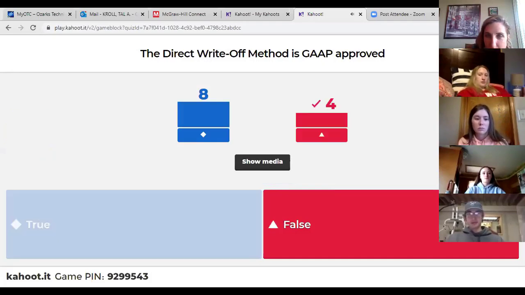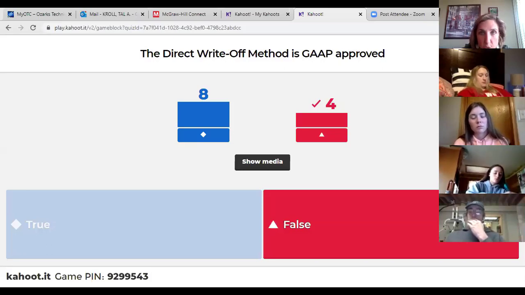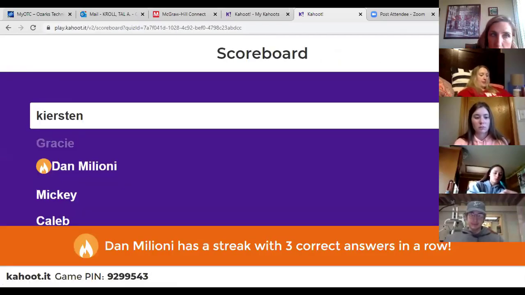Oh man, that is false. And so I tricked you on that one, huh? The allowance method is the one that is GAAP approved. Now, I know it's confusing because direct write-off sounds like a write-off entry, but they're two different things. The direct write-off method is something different from the write-off entry, a journal entry, okay? So the allowance method is the GAAP approved one.